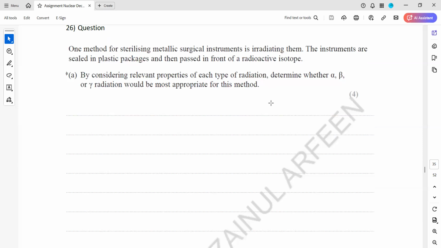So the points which you have to relate are the ionizing ability and the penetration. Alpha: the highest ionizing, but the least penetration, cannot pass through. Beta: moderate ionization and penetration, but it cannot pass through aluminium, so it's not suitable. Gamma is the least ionizing but has the greatest penetration. So a long-term exposure can sterilize the metallic instrument.